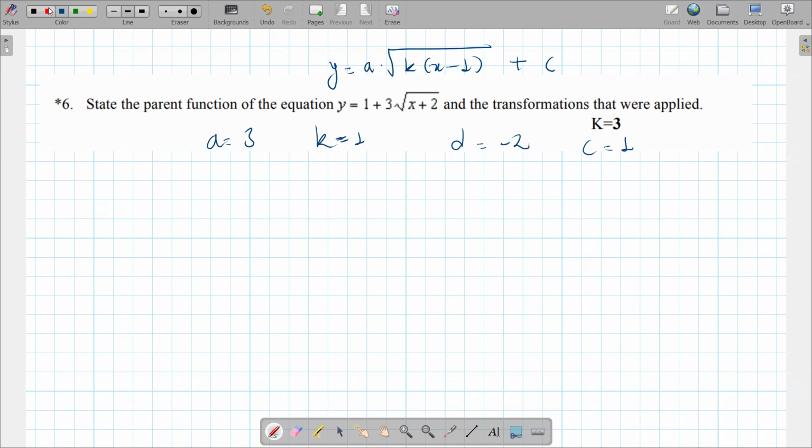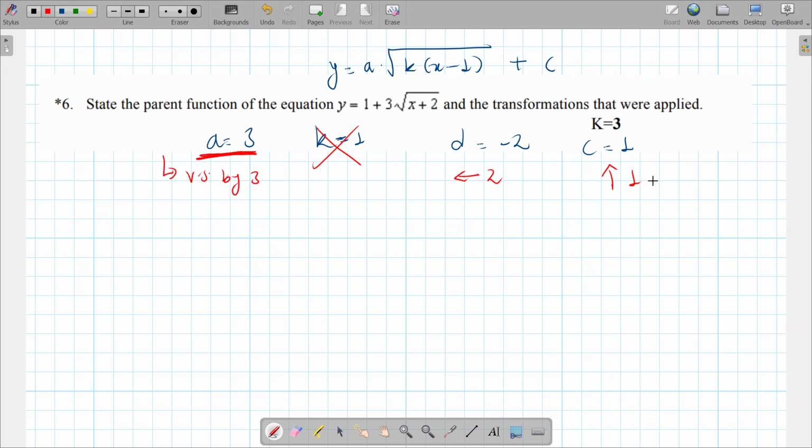So now look at this, it's very simple. What does A equals 3 do? It's a vertical stretch by a factor of 3. K equals 1 does nothing. D equals -2 means it moves 2 units to the left. C equals 1 means it moves 1 unit up. And you're done. It's very simple. You see this, right?